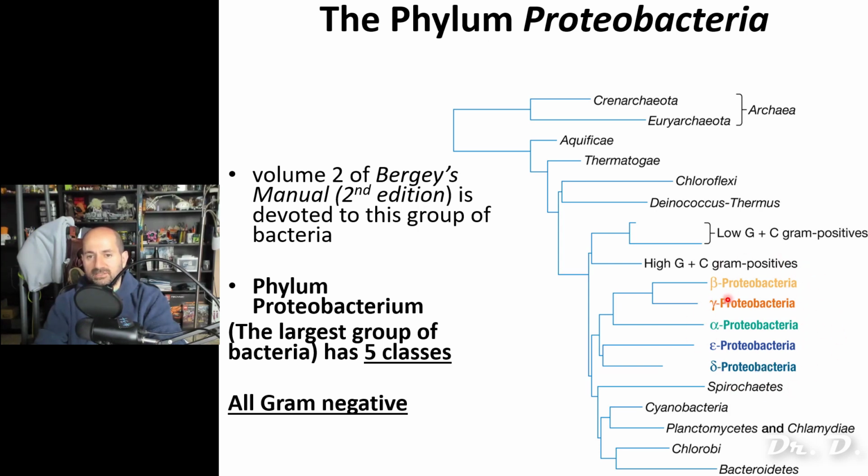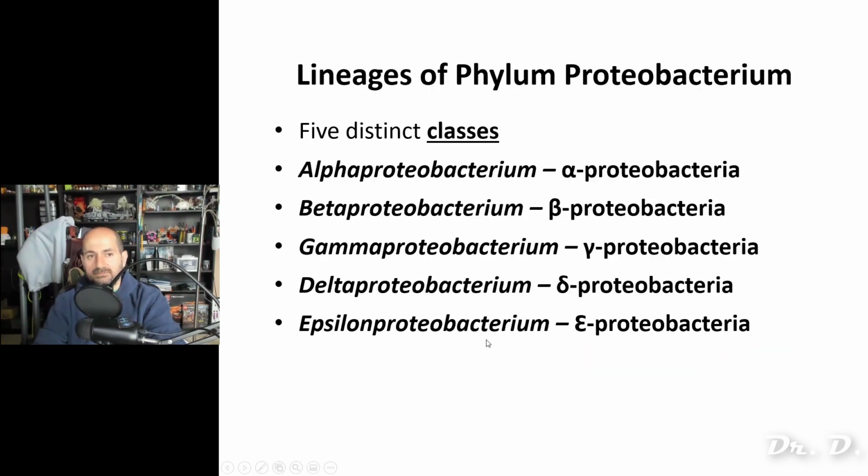So what you need to understand is the phylum Proteobacteria are gram negative, and there are 5 classes of Proteobacteria that we're going to talk about. So let's talk about them. Again, the alpha Proteobacteria, the beta Proteobacteria, gamma Proteobacteria, delta Proteobacteria, and the epsilon Proteobacteria.